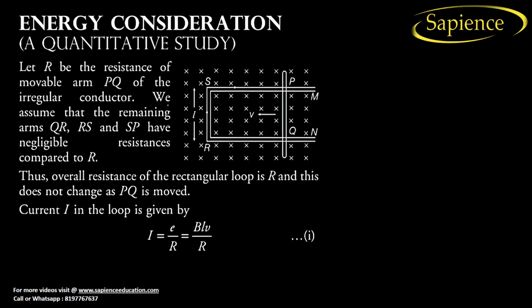Now next is your energy consideration or qualitative study. It is sometimes also known as motional EMF. Okay, what exactly happens? There is a magnetic field and around this there is a circuit we have taken, and there is also a wire which will move in this direction or this direction. Okay, so this may move.